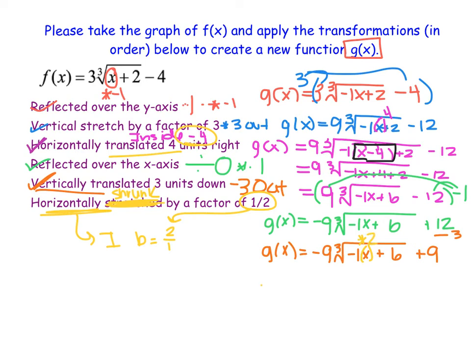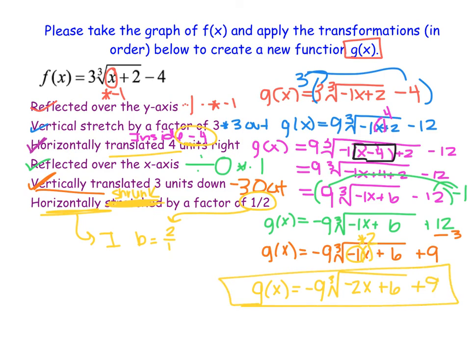So as a result, our final function becomes -9 cube root of the 2 times the -1 here becomes -2x plus 6 on the inside, and then I have a plus 9 here on the outside. So we can check that one off.